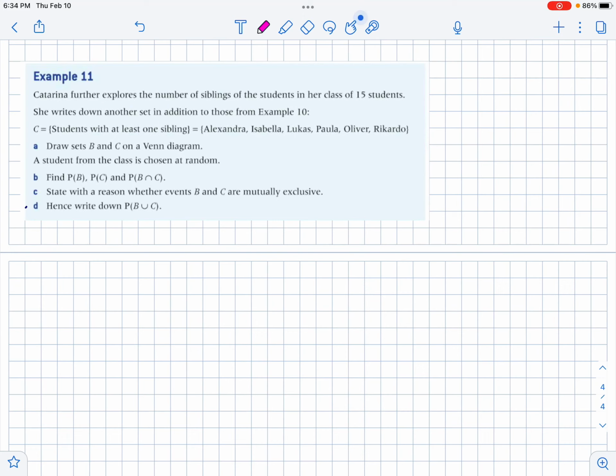Extension on this problem. Katerina further explores the number of siblings of the students of her class of 15. And she writes down another set in addition to those. So she's redefining and saying that group C is students with at least one sibling. So Alexandra, Isabella, Lucas, Paula, Oliver, and Ricardo all have at least one sibling.